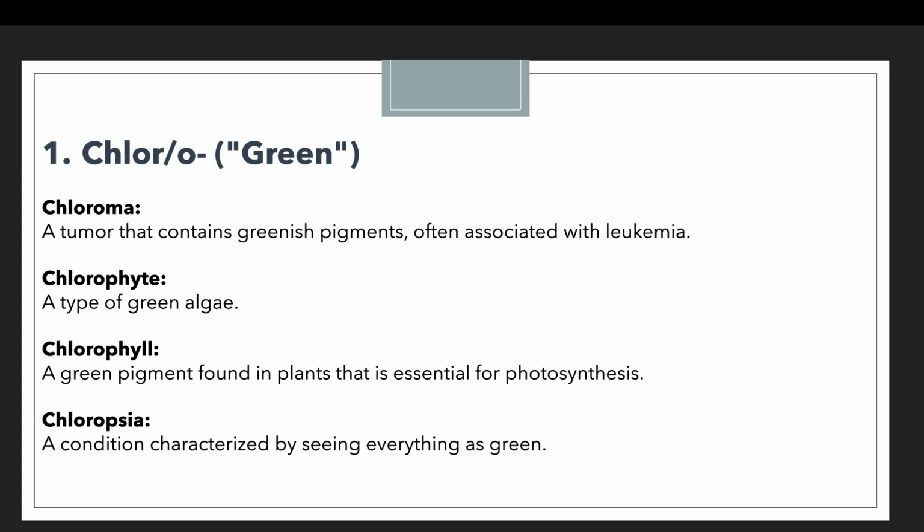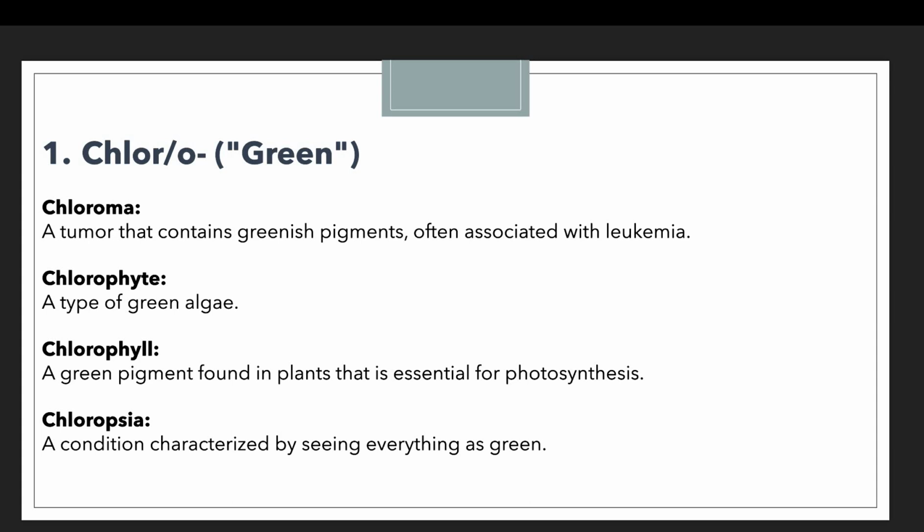Then we have chlorophyll. Now what is chlorophyll? Chlorophyll is a green pigment found in plants that is essential for photosynthesis. I'm sure that you have heard about the photosynthesis process, where plants are producing food for themselves, right? In this situation, one pigment is very essential, which is of green color. So to indicate that green pigment, we are using the terminology chlorophyll, where chloro is representing the green.